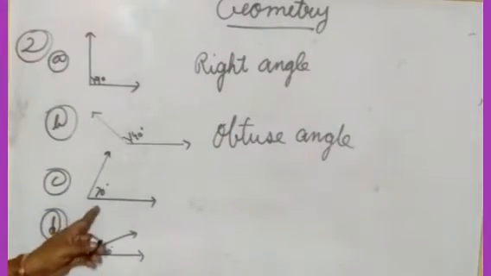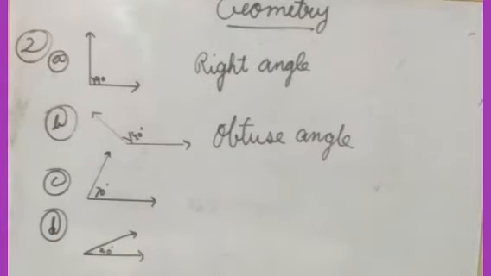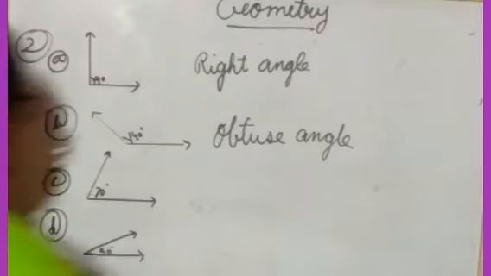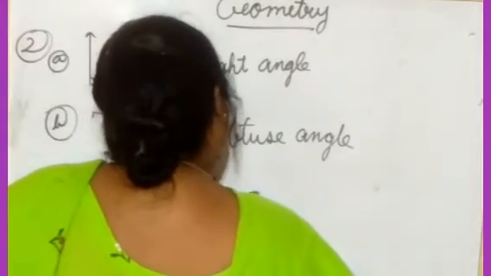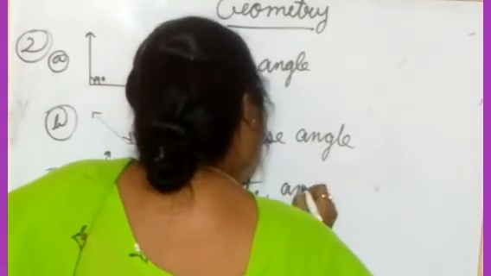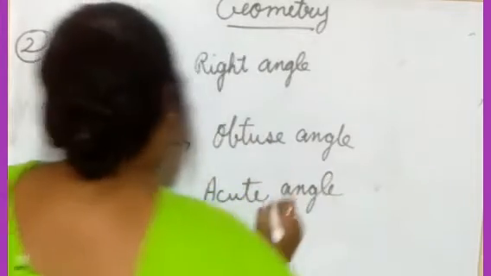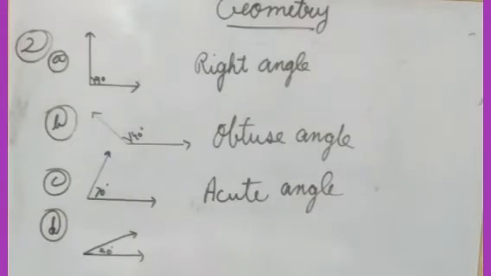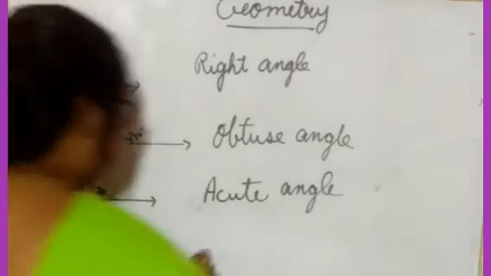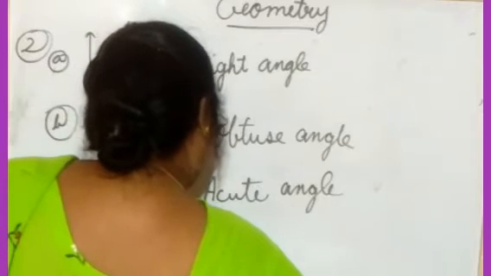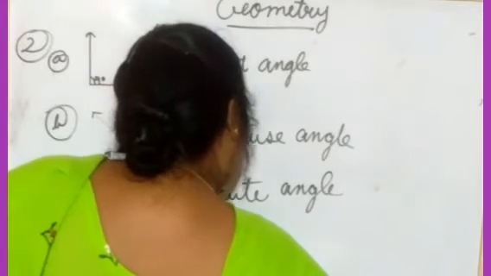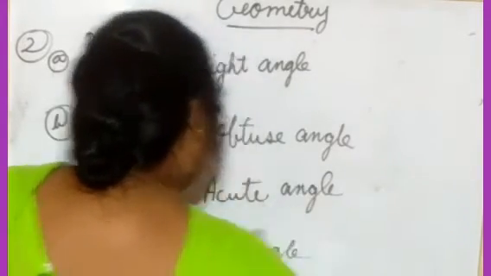Next one, you see it is 70 degrees. That means acute angle. Understood? Next, it is 20 degrees. Again, which angle is it? Acute angle. Okay? Clear?